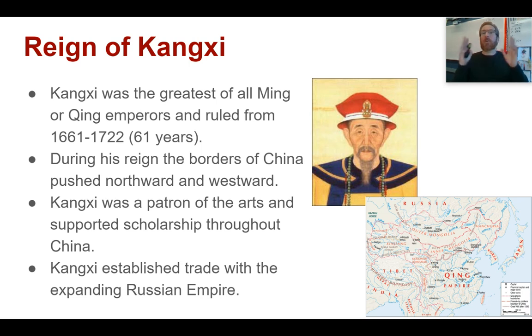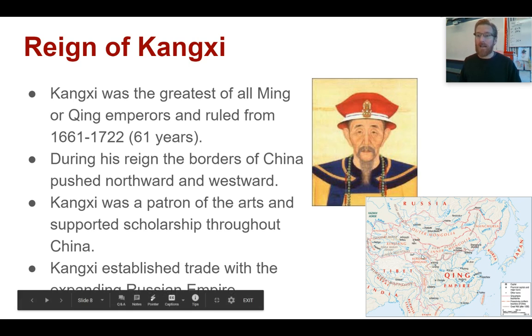Now, Kangxi was a patron of the arts and supported scholarship throughout China. So we see a flourishing of Chinese art. We see a lot more institutions of learning, the belief that education is important, and that, of course, strengthens the empire itself. Kangxi also established trade with the expanding Russian Empire. So whereas before we had the Great Wall of China separating China from other powers like Russia, which is now starting to expand, Kangxi is instead seeing this as an opportunity to exchange goods and ideas, and Russia becomes a trading partner of the Chinese.